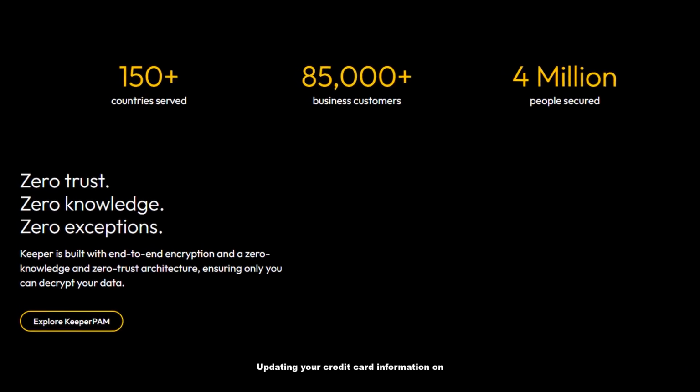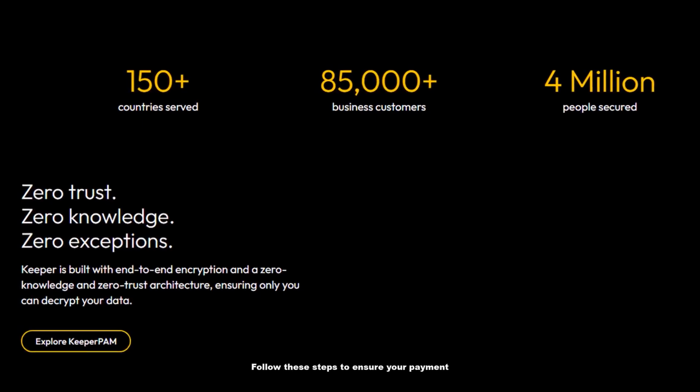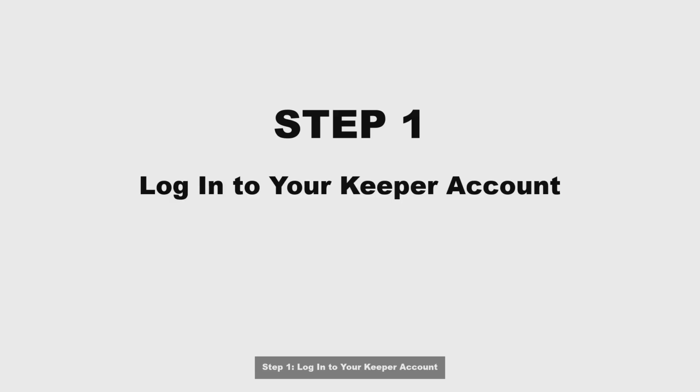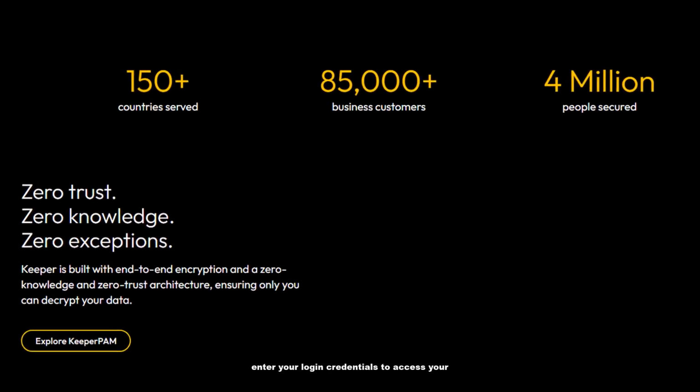Updating your credit card information on Keeper Security is a straightforward process. Follow these steps to ensure your payment details are current. Step 1. Log into your Keeper account. Open the Keeper Security app or website and enter your login credentials to access your account.